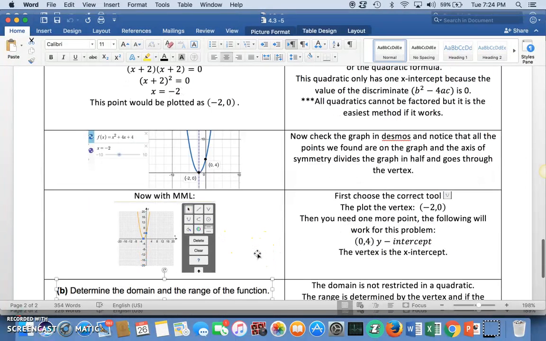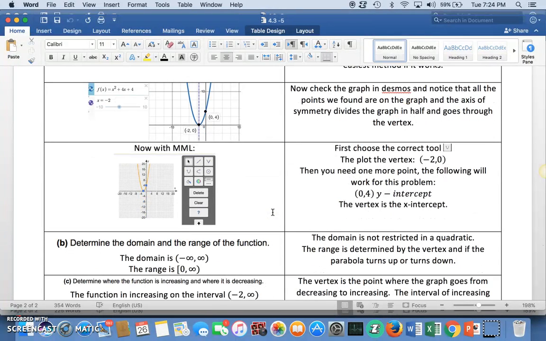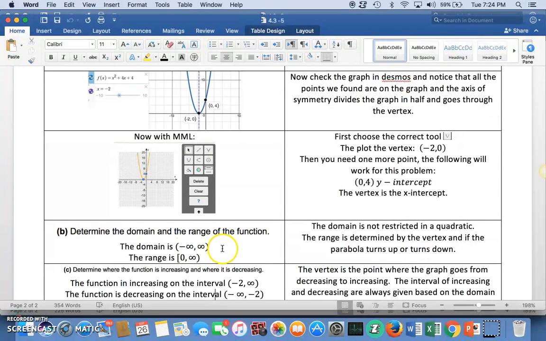Doing it with MyMathLab, your vertex was negative 2, 0. So you would click the tool, and then you would click over to the vertex, and then you have to have one more point, 0, 4. That y-intercept is really the point you would use with this. Your domain, as with all quadratics, is all real numbers, and the range is 0 to infinity, because you really didn't have an upward movement involved to change it, so the range would stay that.